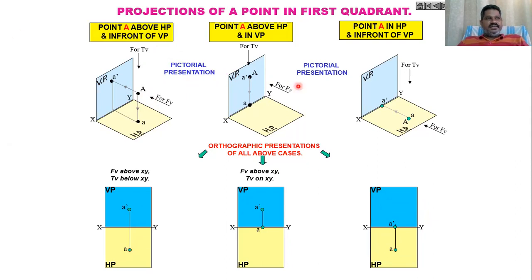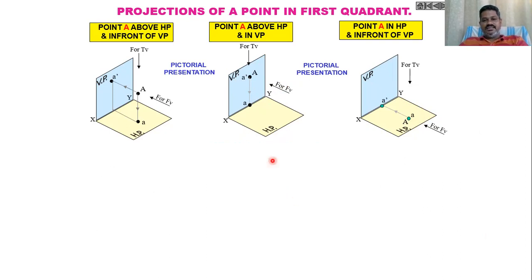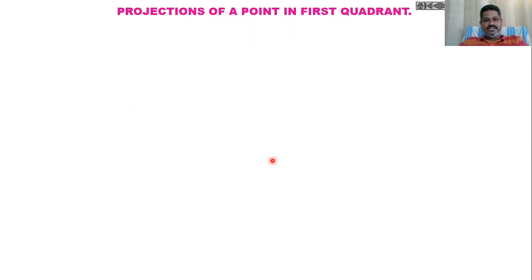When the point is lying on VP and above HP, the front view will be above the XY line and the top view will be exactly lying on the XY line like this. When the point is lying on HP and in front of VP, the front view exactly lies on the XY line and the top view lies below the XY line like this. These are the 3 cases that we have covered in this session.